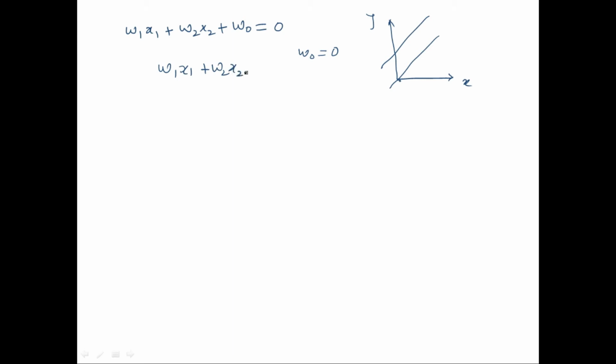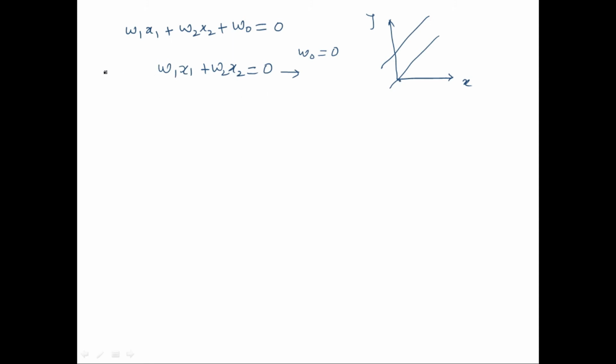What is the equation of a line? w1 x1 plus w2 x2 plus w0 equal to 0. This is the equation of a line. If the line is passing through the origin, then the intercept term will become 0. So w0 will become 0 here because there is no intercept. In that case, the equation of the line will become w1 x1 plus w2 x2 equal to 0 if the line is passing through the origin.